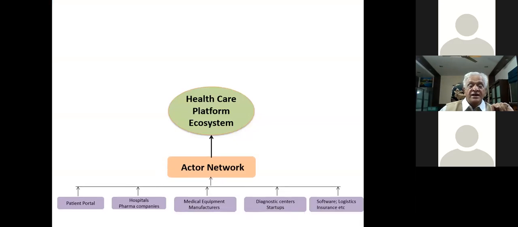And the healthcare platform here is what I call the actor network: patient portal, hospitals, pharma companies, medical equipment manufacturers, diagnostic labs, software companies, and insurance companies, and so on. You can see that these are all independent companies. They can work with several healthcare platforms, because the same insurance company works with several others, and so on.